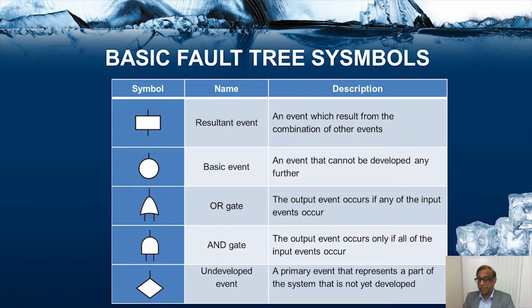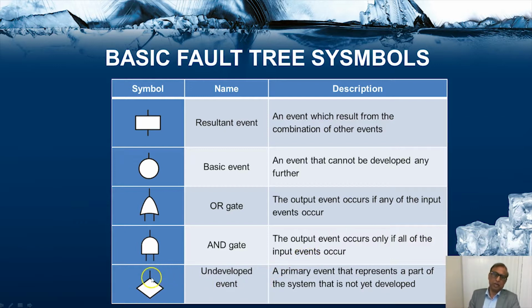But these two symbols, like the OR gate, is the most critical symbol used in fault tree analysis. The output event occurs if any of the input events occurs, like event X or event Y. If anything happens, then we use this symbol. And AND gates: both are important, event 1 and event 2.